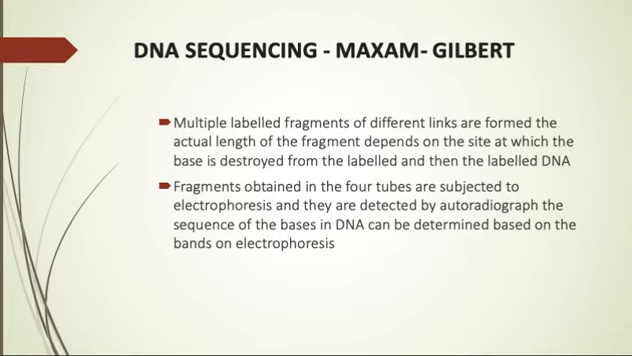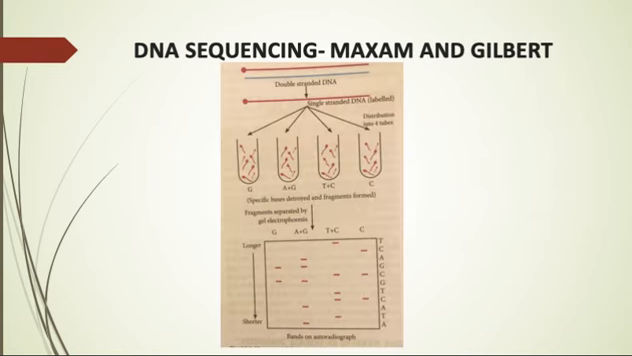The sequence of the bases in the DNA can be determined based on the bands on the electrophoresis pattern. So you can see here the double stranded DNA. The single stranded DNA is obtained and it is labeled and distributed into the four test tubes. As you can see, the G base, A plus G, T plus C and C. So the specific bases are destroyed and the fragments are formed. The fragments are separated by gel electrophoresis.